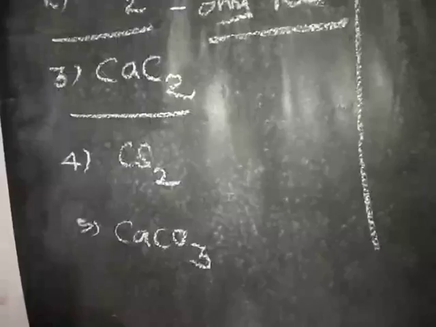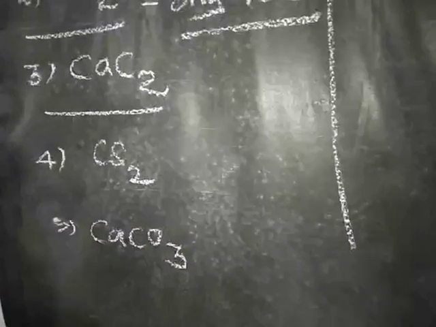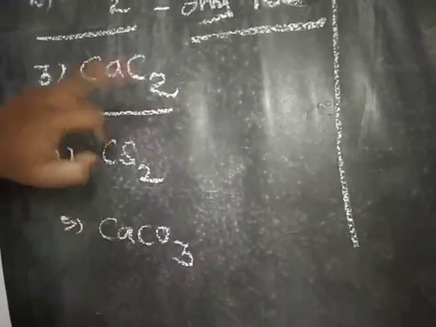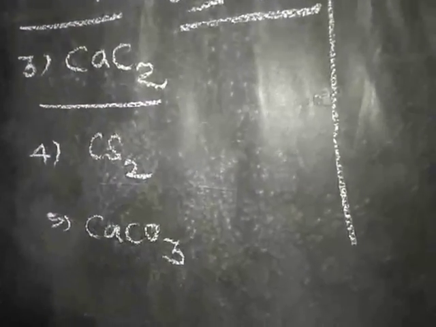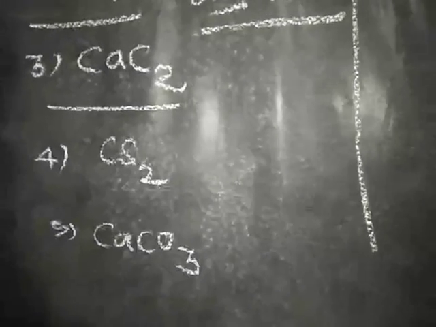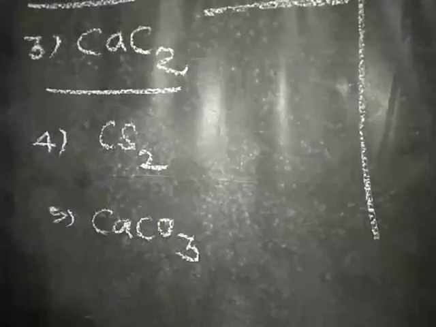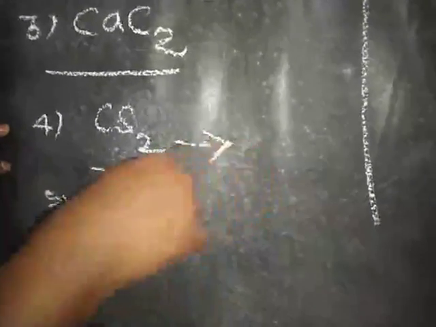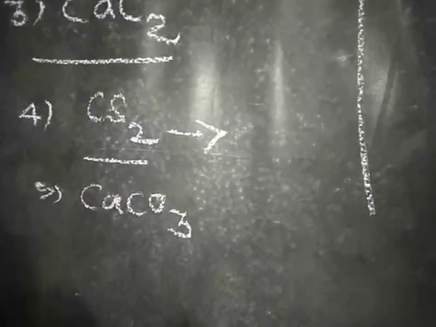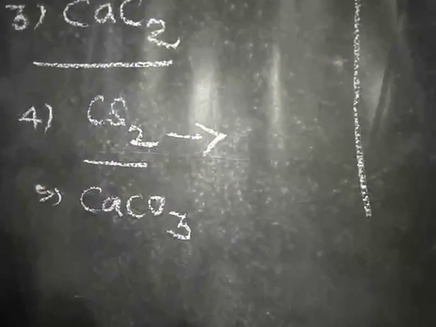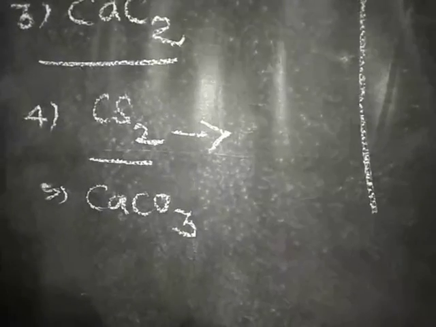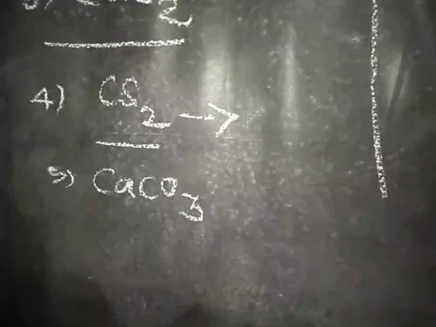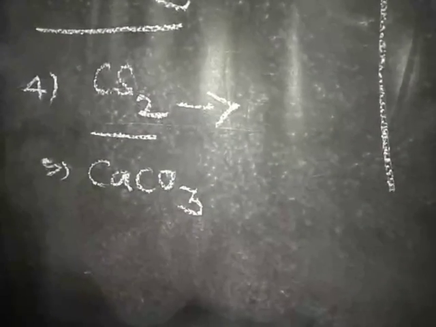Next one, calcium carbide. So what is the chemical formula of calcium carbide? CaC2. Here two types of elements are present. One is calcium, another one is carbon. It is used in manufacturing of graphite and to prepare acetylene gas for welding. Next one, carbon disulfide. What is the chemical formula for carbon disulfide? CS2. It is used as a solvent for sulfur, and in manufacturing of rayon, fungicides and insecticides.